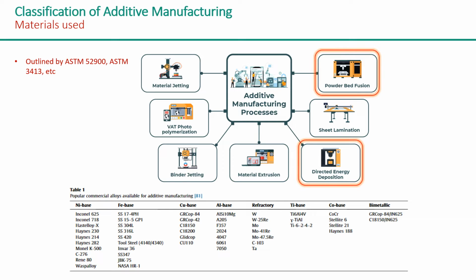If we talk about the materials available for additive manufacturing, there is a range of materials which can be used, just like nickel based superalloys or iron based alloys, copper based alloy, aluminum based alloy. So there are several materials we can use, but of course all these materials are used differently with respect to the different kinds of production technique.